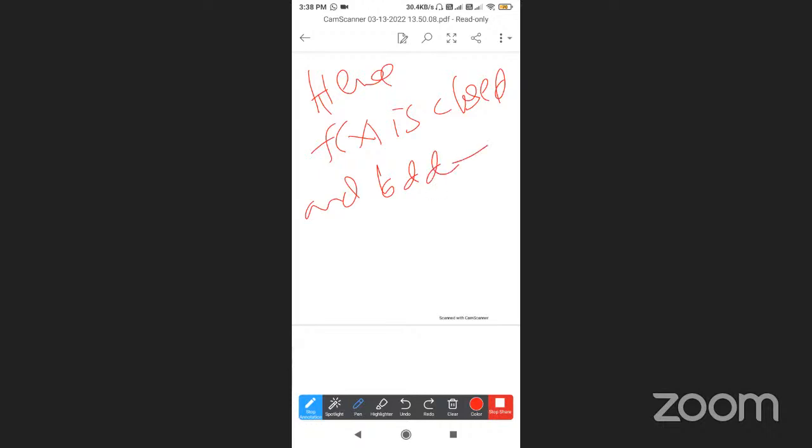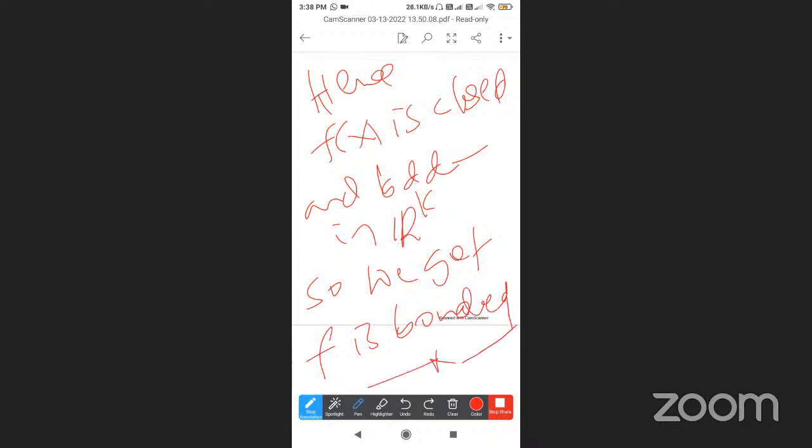This is bounded in R power of K. Since the range of F of X is bounded, we get that F is bounded. So the theorem is completed.